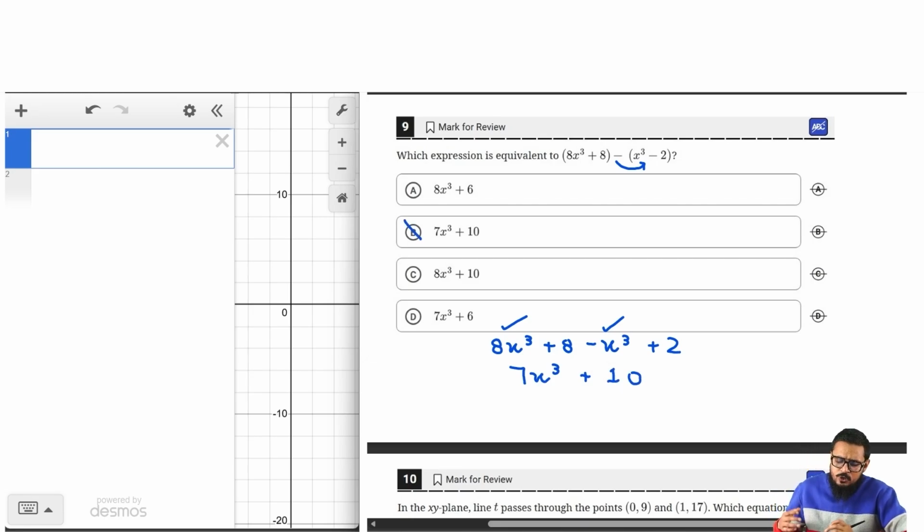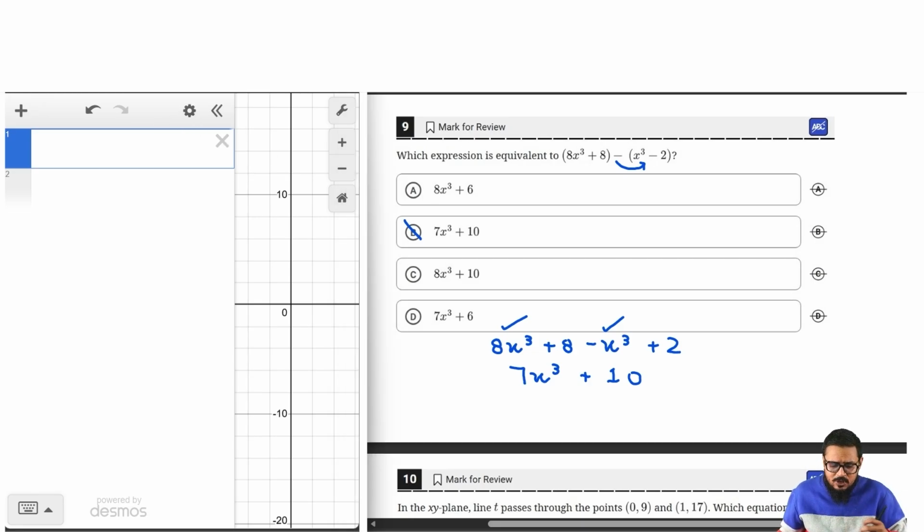But if we want to do this on Desmos, it's not really recommended for this question, but still, if you want to check your answer, or if a difficult expression comes up and you're not able to simplify it, you can just type this on Desmos.